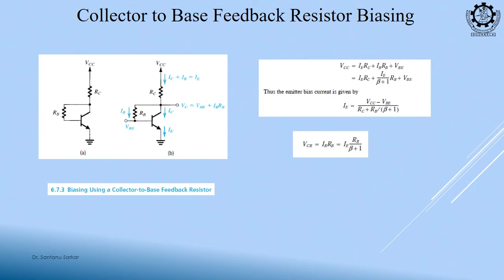Third, collector to base feedback. This collector potential, I am taking a part of it and putting it in the base to generate the VBE. Okay. Some base current will flow through this, the IBRB drop, and that voltage will come to provide our VBB or VBE. Okay. We need roughly 0.7 volt. So, if the drop is roughly 0.7 volt, we are through. So, we will choose the resistance RB in such a way that at least 0.7 volt is generated there. So, this is our third technique.